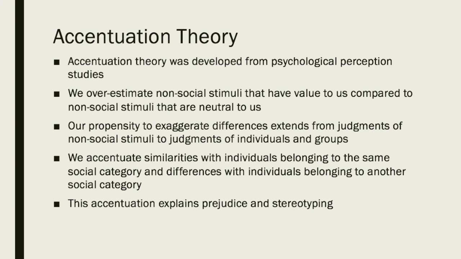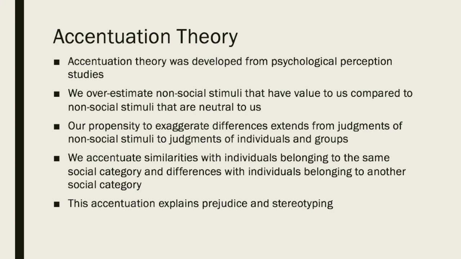What these researchers have found is that we tend to overestimate visual stimuli that have value to us compared to visual stimuli that are neutral to us. Now, this can be a bit tricky to understand, but don't worry, I'll explain it as we go along. Basically, accentuation theory suggests that we exaggerate differences between things.